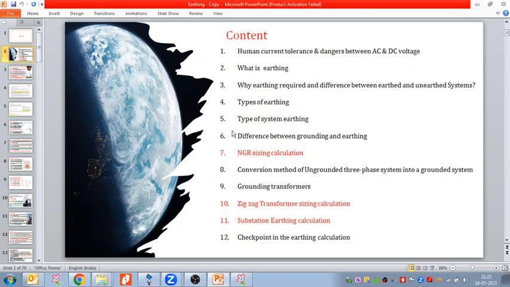So first let us start with the basic concept, with the basic understanding. Most of us know that DC is dangerous compared to the AC, because DC is constant, AC is variable, so DC would be more dangerous. But when we refer to the standards and the theoretical books, they have a little bit different opinion. So we will see that opinion as well, right? So let us start with the basic concept.